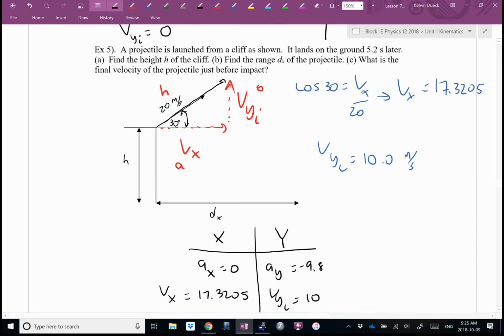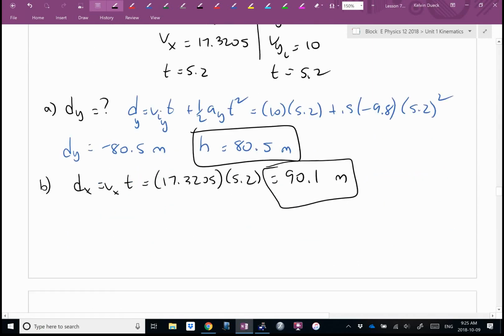C. What's the final velocity just before impact? And I think I left you, did I leave you like a half blank page here? On the right, on the next page over, I think, yeah? Yeah. Did you turn the page to get there? Okay, sorry.